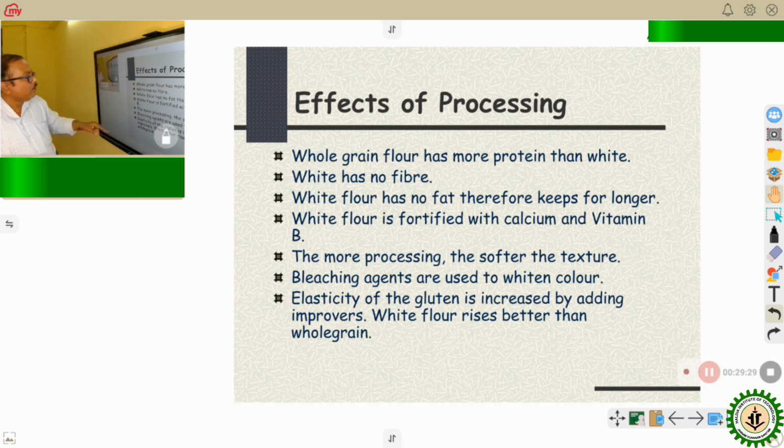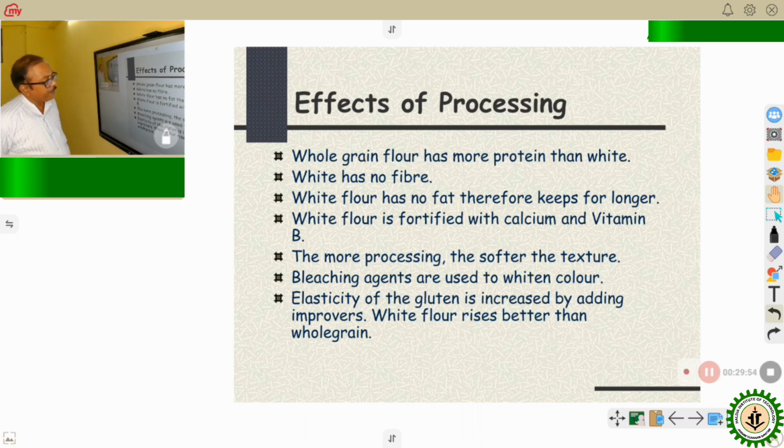White flour has no fiber, definitely because fiber is contributed by the bran and germ. Fibers are hemicellulose, cellulose, etc. Those remain in the bran portion and in the germ portion. White flour has no fat, therefore keeps for a longer time. White flour is fortified with calcium and vitamin B.